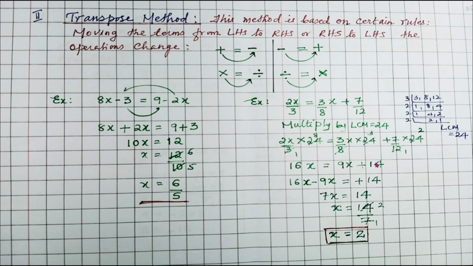Again what you do is move this 9x to the left. So when I move 9x to the left, it becomes minus. So 16x minus 9x, 14 remains as it is, 14. 16x minus 9x is 7x, 7x is equal to 14. And now divide, that is move 7, which is a multiplication, to the right, it becomes division. X is equal to 14 by 7, and that is equal to 2.